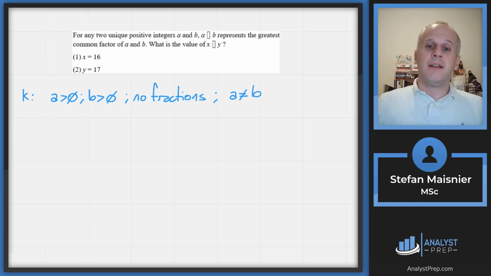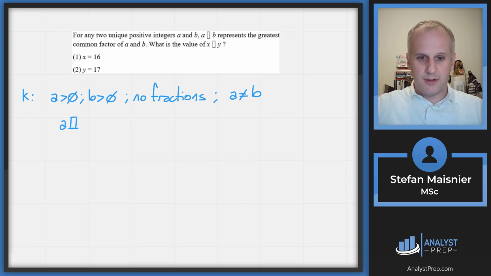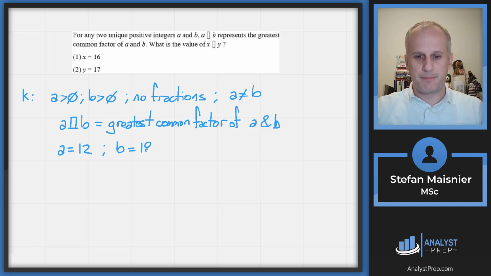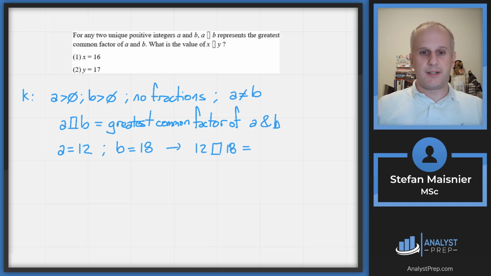so that means that a cannot equal b. So then we find out that this a with a rectangle of b is equal to the greatest common factor of a and b. Remember, we said that oftentimes you'll want to consider an exemplar to see what's happening. So let's just say a is equal to 12 and b is equal to 18. Then 12 with this rectangle 18 is just the greatest common factor of 12 and 18. We know that 12 doesn't go into 18, and 12 is the biggest factor of 12, so 12 won't work. But the next biggest factor of 12 is 6, and 6 does go into 18. So if we had 12 rectangle 18, we'd get 6.